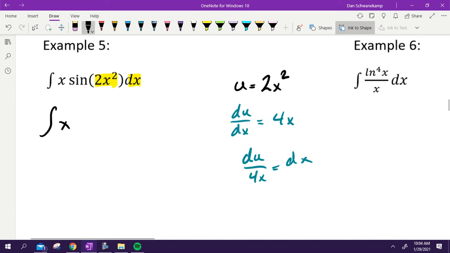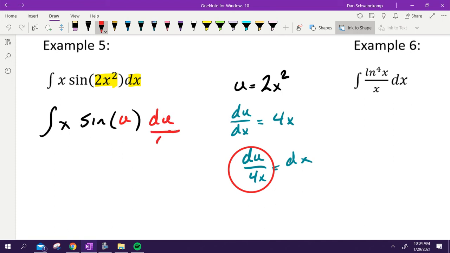It is x sine something. And here it's going to be u. Instead of dx, I'm plugging in what dx is. dx is du over 4x. Questions to that point? If I did it right, all of the x's are going to go away. Did I do it right?